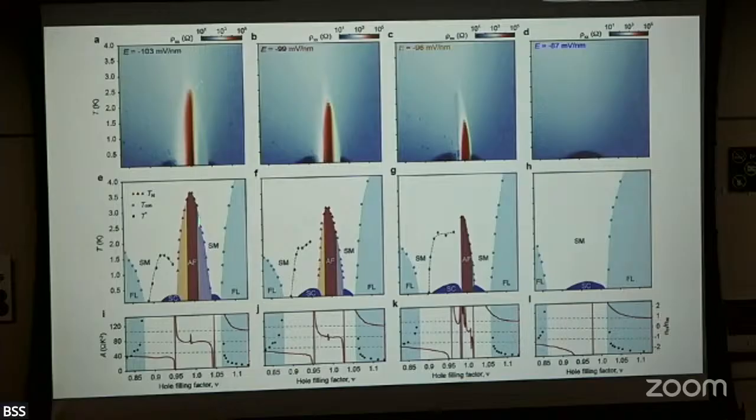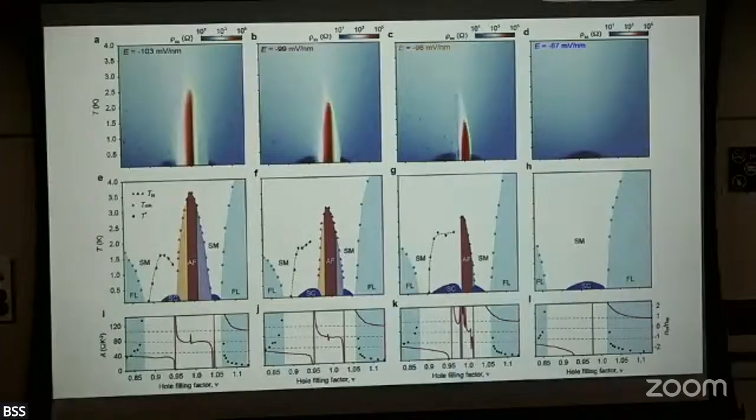So this is the antiferromagnetic insulator. And when you dope it, it has a small Fermi surface. So this is metallic but with a small Fermi surface. And then at the edge, the superconducting dome emerges. And outside, you have a large Fermi surface.